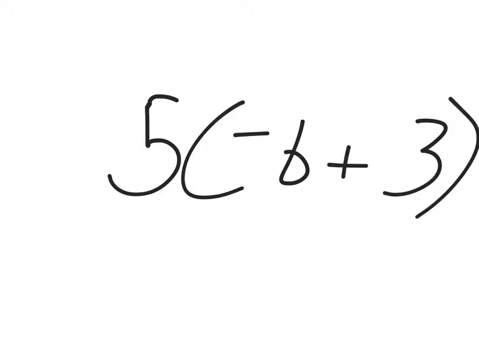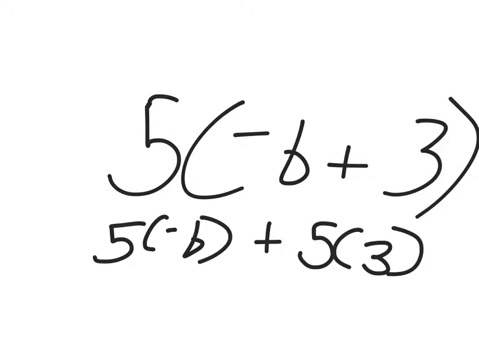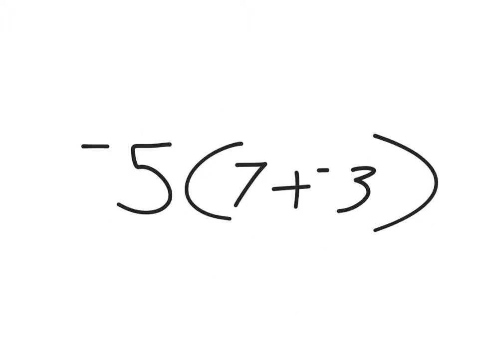In order to evaluate this problem using the distributive property, first you have to times 5 by -6 and 5 times 3 by itself. Once you do that, you can times them by each other and get your answer.